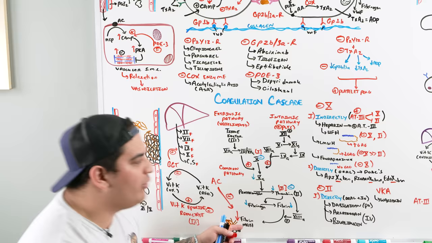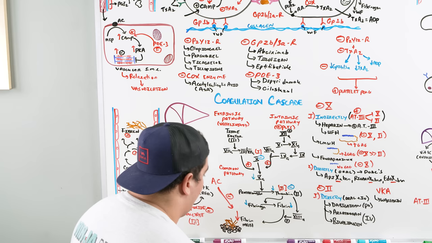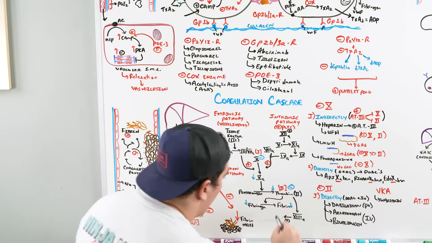And if you decrease the fibrin mesh, that gives you two processes that occur here. Let's actually make some room so that we can write that. There's two primary things that come as a benefit to that. One is you decrease clot formation.